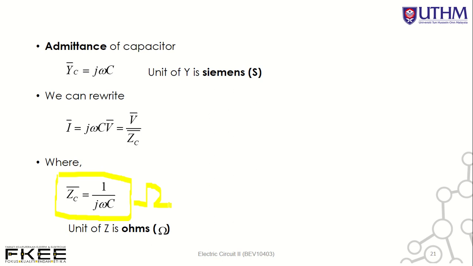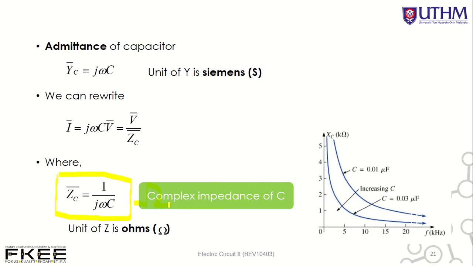This is an important formula that you have to know how to determine impedance for C. This one we call the complex impedance of C. Omega equal to 2 pi f. When frequency increases, your ZC or XC will decrease, because ZC equal to 1 over j 2 pi f C.